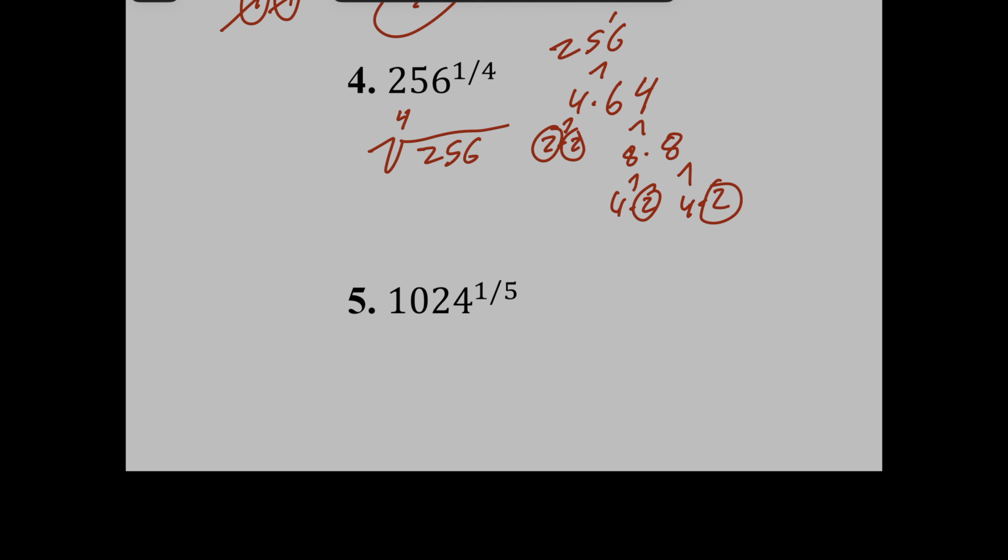2 and 2. 2 and 2. 2 and 2. Completely broken down. Now I'm looking for 4 of a kinds. 1, 2, 3, 4. Boom. 1, 2, 3, 4. Boom. My answer is 4.